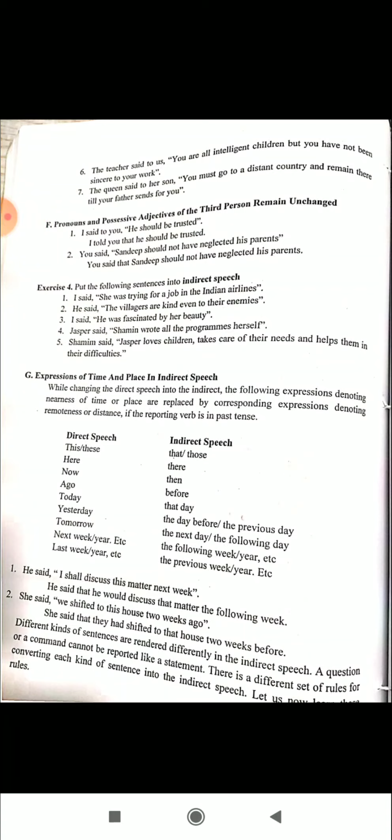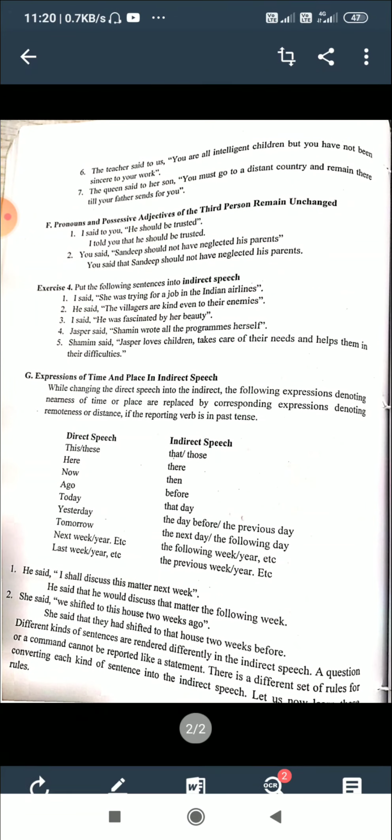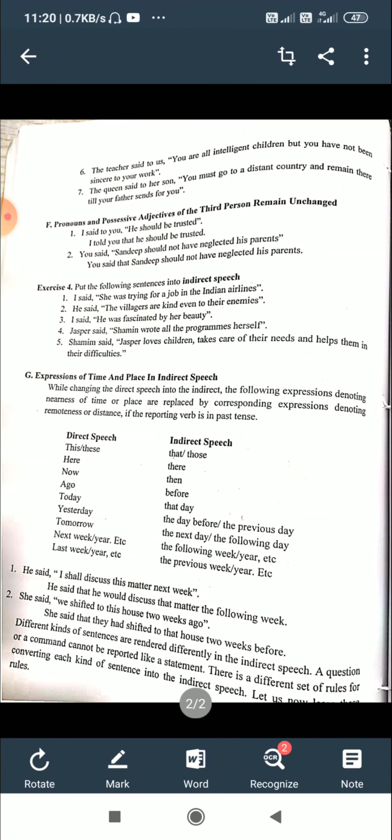1. This or these in the direct speech changes into that or those. Here becomes there. Now becomes then. Ago becomes before. Today becomes that day. Yesterday, the day before, or the previous day. Tomorrow, the next day, the following day. Next week or year, etc., the following week, year, etc. Last week or year, etc., the previous week or year, etc.